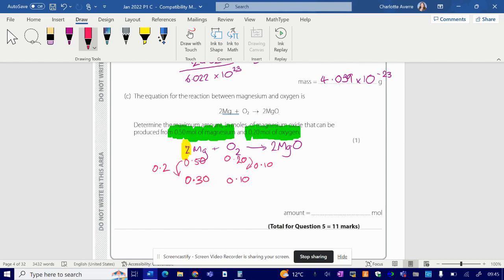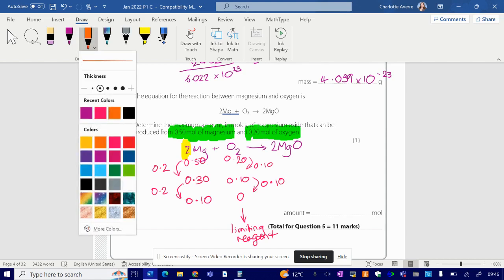I've still got some of both left, so I'm going to do the same thing again. I've reacted 0.1 moles of oxygen, leaving me none left. And I've reacted 0.2 moles of magnesium to go with that, and I still have some magnesium left. That tells me that the oxygen is my limiting reagent. So it is my oxygen that is going to control how much magnesium oxide I make.